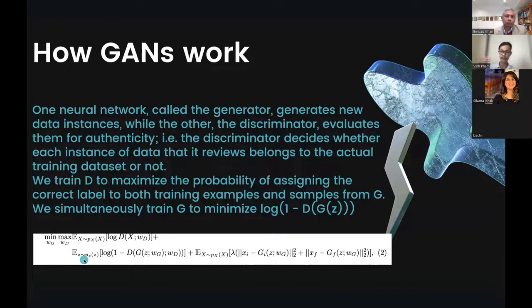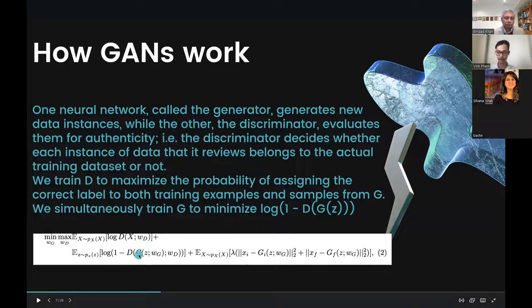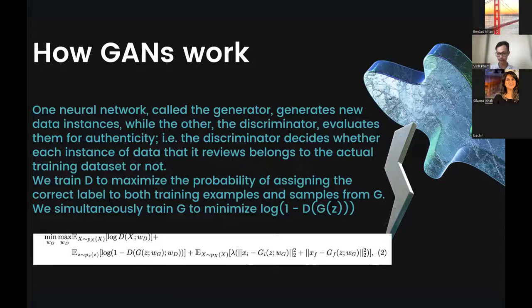And then plus the expected value of G. G means we add some noise. What do I mean by noise? I mean we add some random number or some code, a sample from the Gaussian distribution. And we need to find the log of one minus the discriminator of the generated video, where G has the input Z with W_G. So we add the random noise using the weight of the generator network.